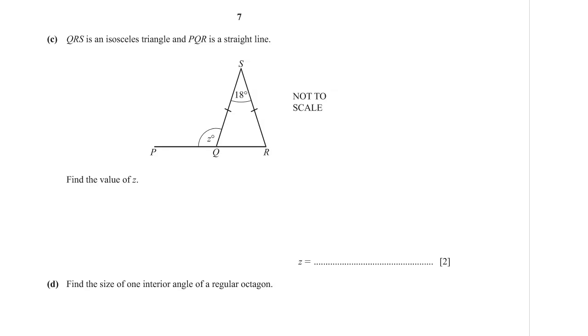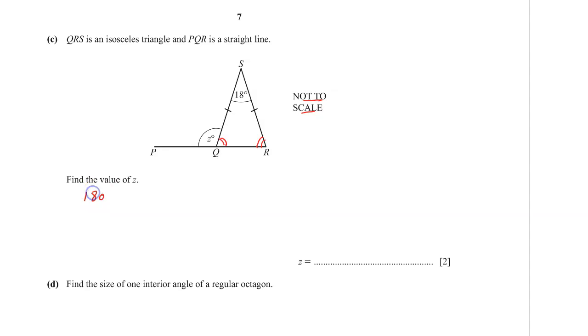C. QRS is an isosceles triangle. PQR is a straight line. This is not to scale. Find the value of Z, this Z here. So we know that this is an isosceles triangle. This angle here is equal to this angle. Those two angles are equal, and the sum of angles in a triangle is 180.